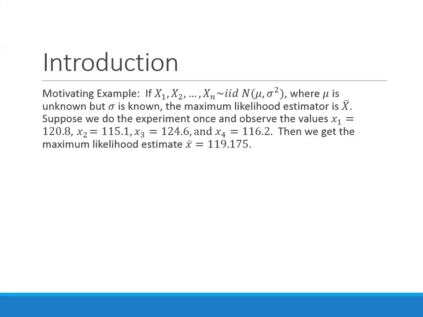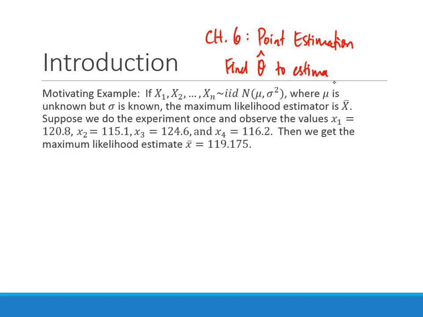In Chapter 6, we talked about point estimation, which is where we were trying to find an estimator theta hat to estimate theta. Whatever our parameter was, we were trying to find a way to estimate that using our data. Bridging the gap to what we're going to talk about in this chapter, suppose I'm back in my usual situation from Chapter 6.